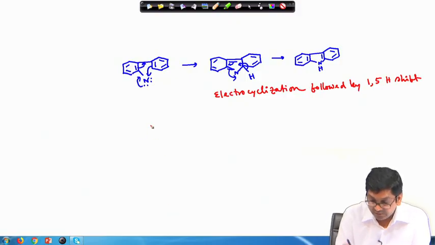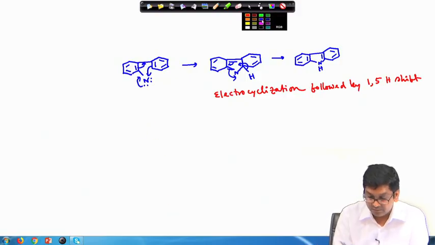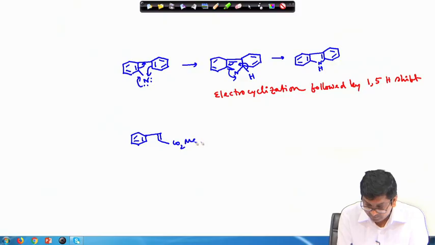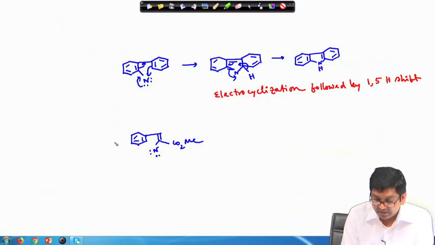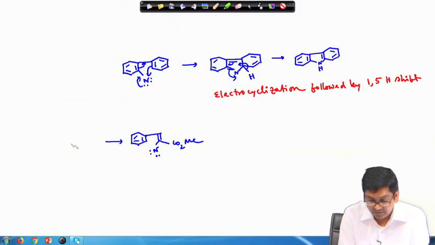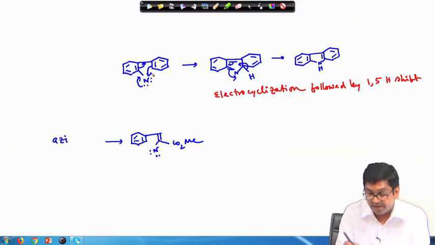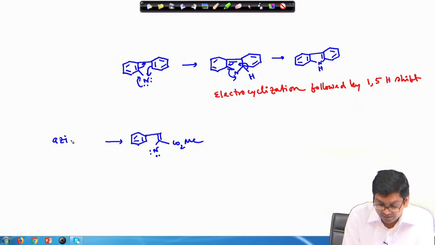this one, this vinyl nitrene, and this can come from some azidocinnamates. Similarly, here also it can come from this biaryl azide. Okay. Here it is azidocinnamates.